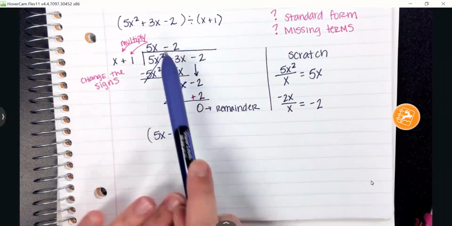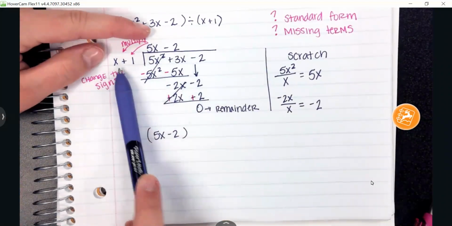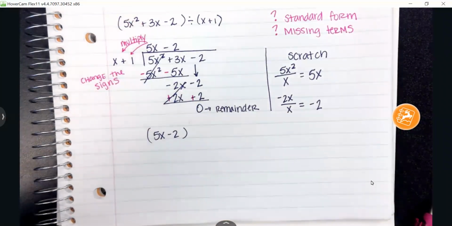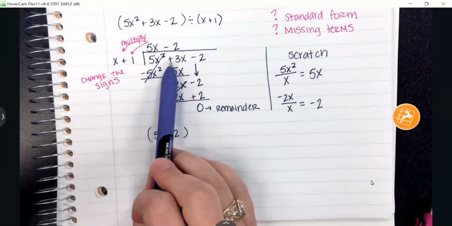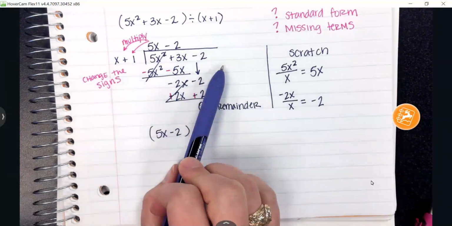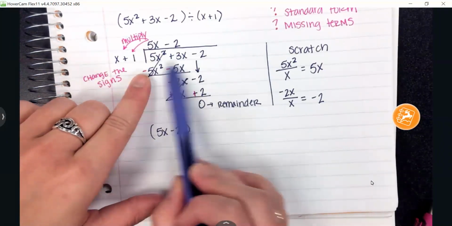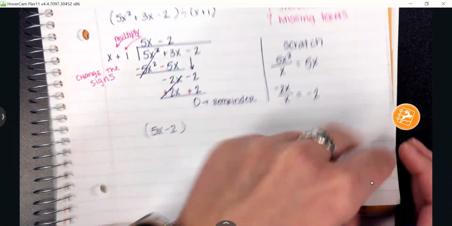Because if I actually multiplied 5x minus 2 and I multiplied it by x plus 1, what will I get when I multiply those two terms together? I should get 5x squared plus 3x minus 2. Okay, so if I were to multiply these together, I should get what I started with. All right, let's go do one more.